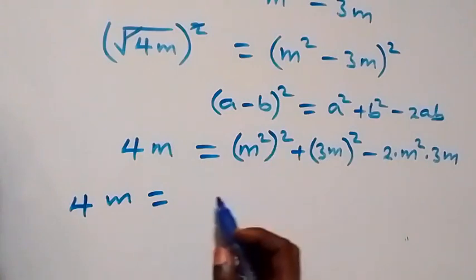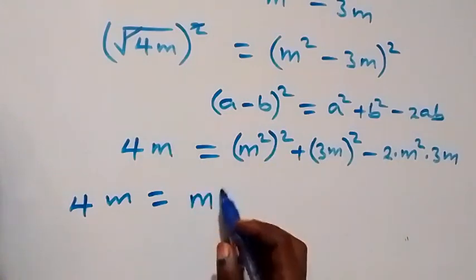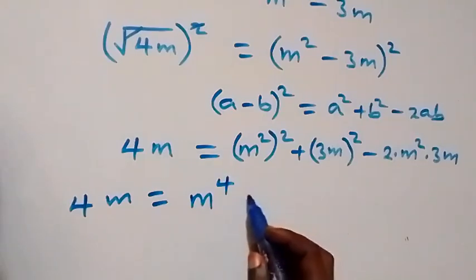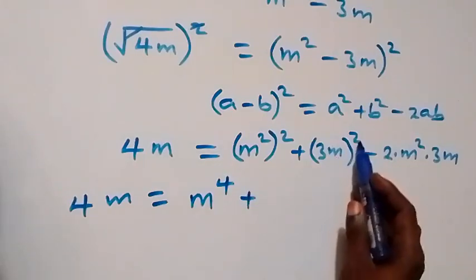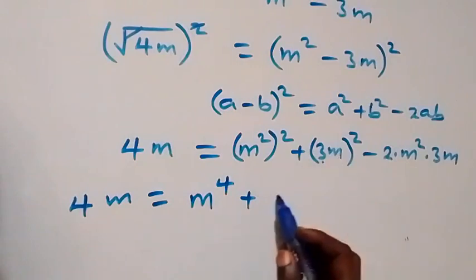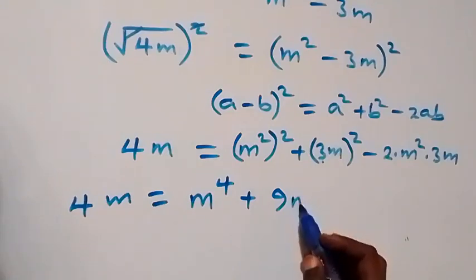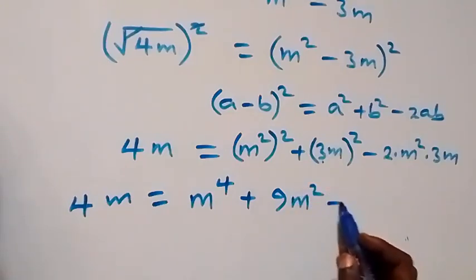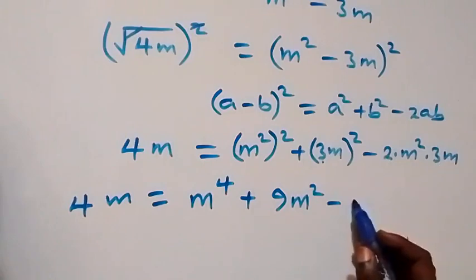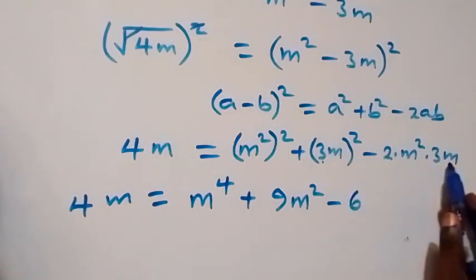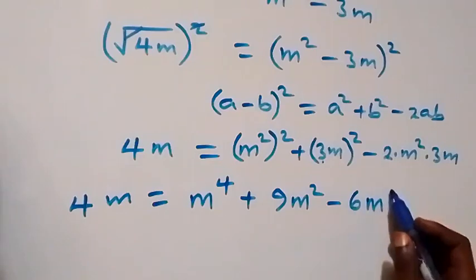And from here, when we simplify further, here we have 4m then equals to, from the law of indices, this power multiplies, and we have m raised to power 4 here, then plus, here this power of 2 affects 3 and m, so 3 squared, that's 3 times 3, which is 9, then times m squared now, then minus here 2 times 3, that's 6, then m squared times m, that's m raised to power 3.